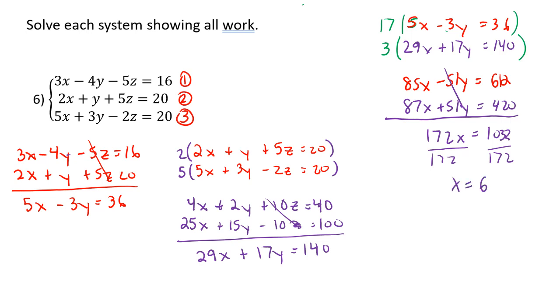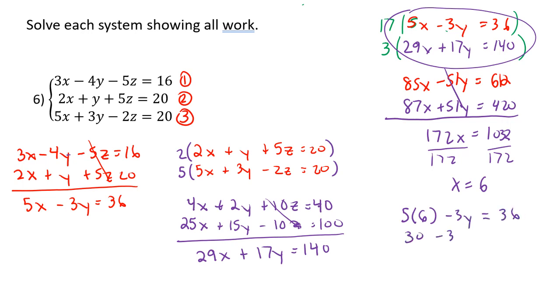Now that we know x is 6, we can plug back into one of the equations up here to find out what the y is. I'm going to choose the top one, 5 times 6 minus 3y equals 36. So that's 30 minus 3y equals 36. Minusing the 30 over, I'm going to end up with 6. Dividing both sides by -3 gives me -2.